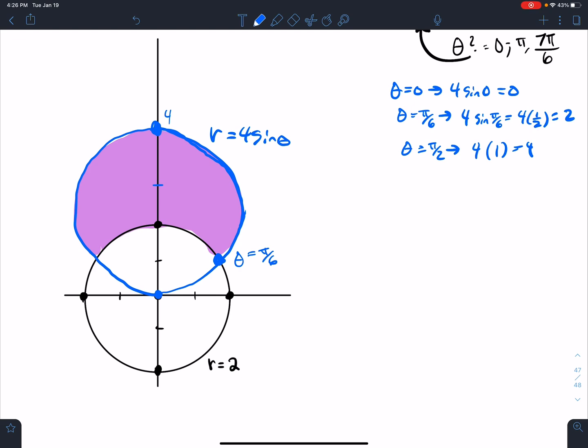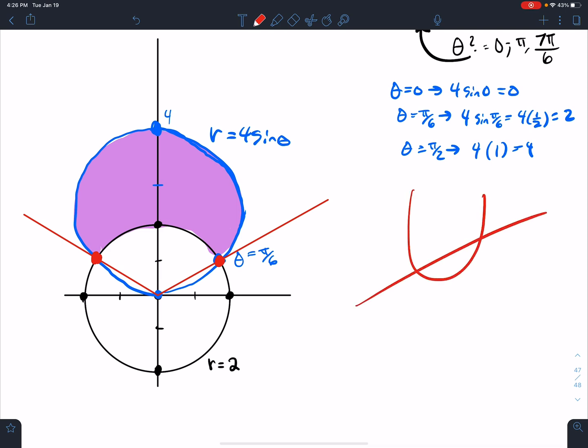Well, I need to know the angle at which they intersect. So they intersect here, and they intersect here. Now, we accidentally found that angle, but how would you find it otherwise? Just like you would if you had two equations in college algebra, say x squared equal to y equals 2x plus 1 or whatever, you'd set these two equations equal to each other to find where they cross. You do the same thing here.